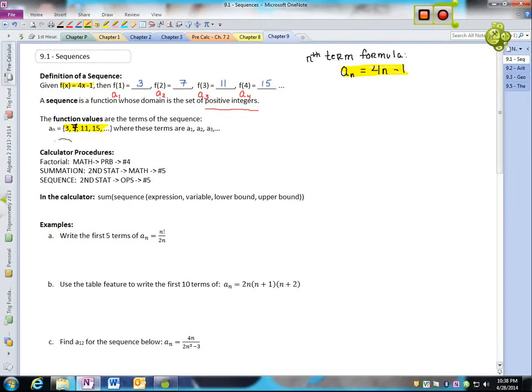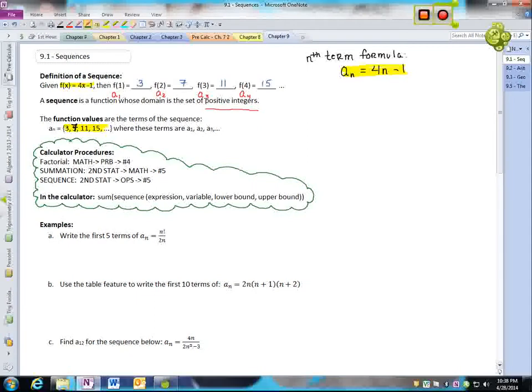Okay, calculator procedures. Yes, we get to use our calculator for this whole chapter. There will be no calculator and non-calculator portion. I know you're smiling. I wish I could see you. So here is where we will find some critical pieces of information in our calculator under the Math button or the Stat button. We'll hit Math or we will hit Second Stat.